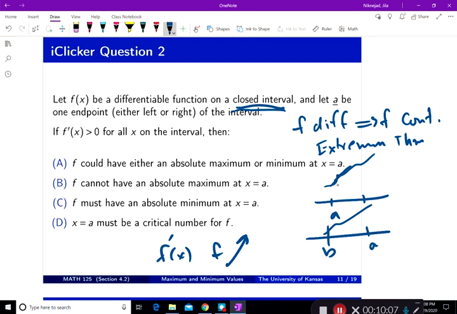And so if a was the lower endpoint, then a has to be an absolute minimum. If a is the upper endpoint, then a has to be an absolute maximum. So A is the correct answer.